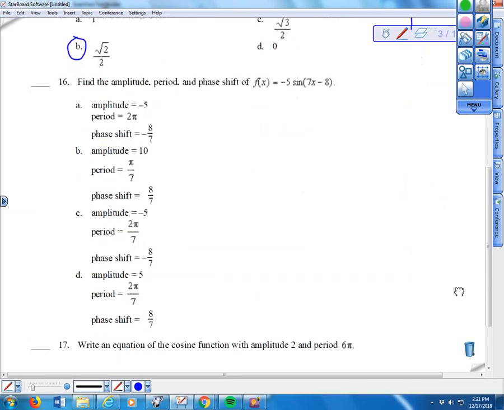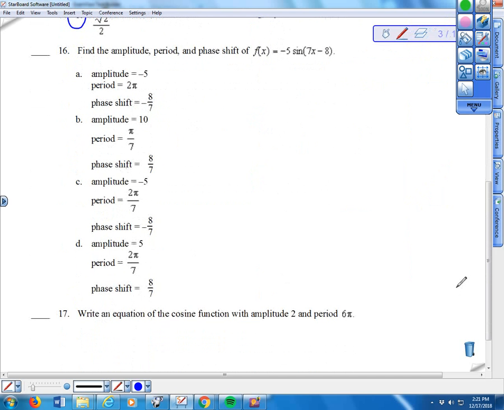Oh, graphs. I'm not good. Okay, amplitude is 5. Amplitude's always positive. So right away, I'm done. Negative just tells you if it's flipped upside down, but amplitude's always positive. Is the period equal to 2 pi over 7? Yes, because 7 is the coefficient of x. Okay.